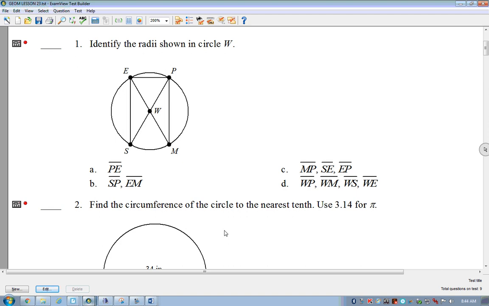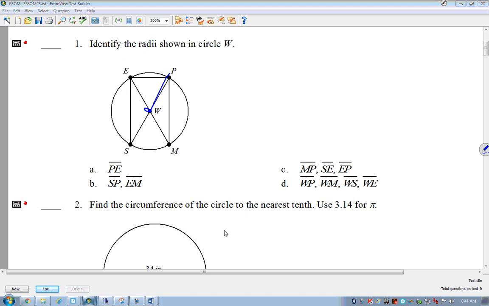Identify the radii shown in circle W. So it wants to know all the lines that represent the radius. I'm not super concerned with what the possible answers are. Okay, Michael, give me one radius. WP, he says. Okay, he says WP is a radius to that circle. Jordan, can you give me another radius?